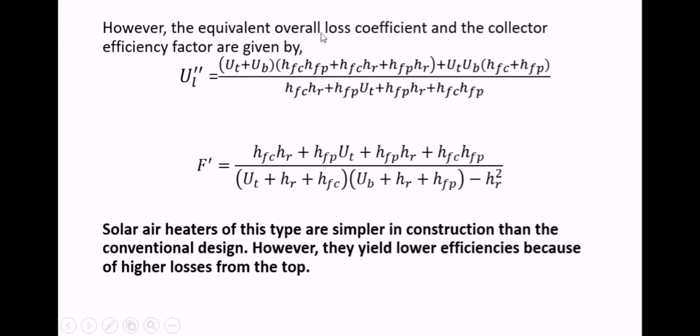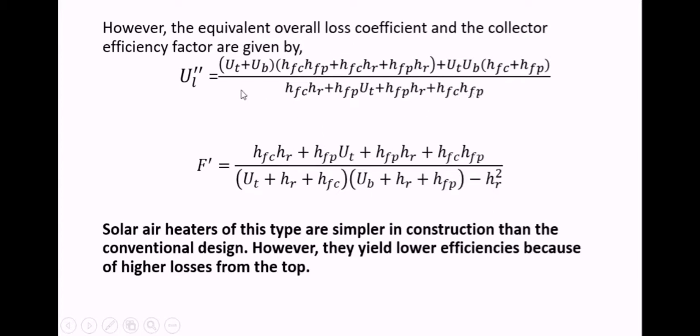Then the equivalent overall loss coefficient and the collector efficiency factor, which is given by UL double dash, is equal to UT plus UB into HFC into HFP plus HFC into HR plus HFP into HR plus UT into UB into HFC plus HFP, all divided by HFC into HR plus HFP into UT plus HFP into HR plus HFC into HFP.